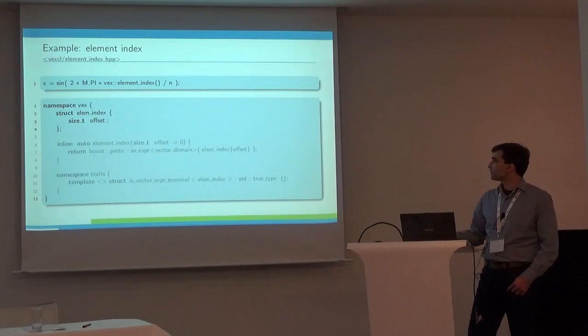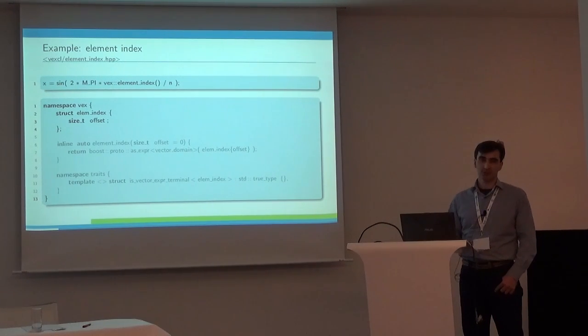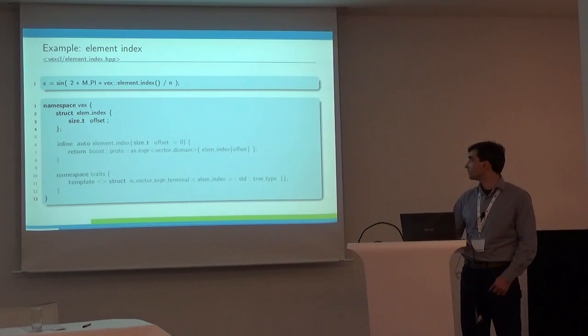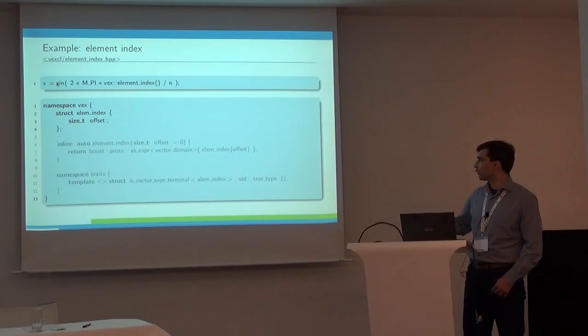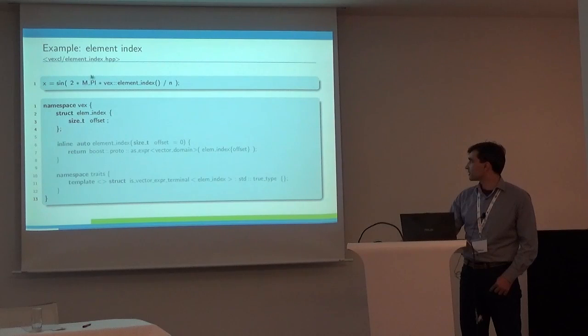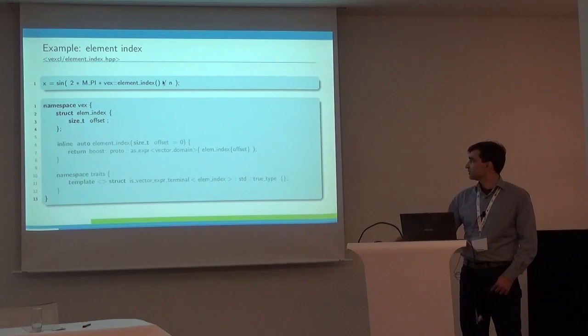So here is a simple example of the simplest terminal that you have in VexCL. That's an element index which just returns the position of the current element inside the vector. Okay, so we can use it, for example, as this. We can assign to X a wave which is generated by multiplying element index by 2 pi's and divided by total number of elements in the vector. So it's just a single period of a sine function.